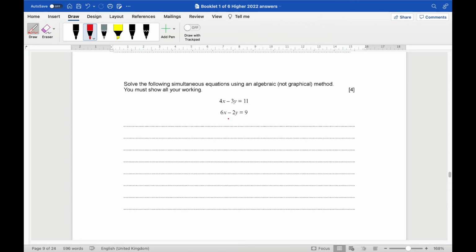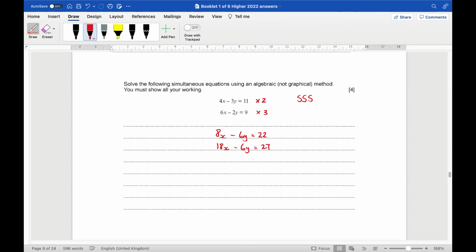Because I don't like the fact that they're both negatives, both minuses on the y, so they are the same signs. So we will subtract, okay? But we're going to make them the same first. We'll make them both 6. Remember, if you want to make that 6, everything on that line gets doubled. And here, to make that 6, everything gets tripled. So we've got 8x minus 6y equals 22, if I double all that. And on the bottom, we've got 18x minus 6y equals 27.